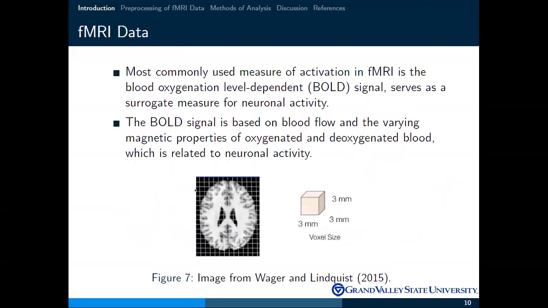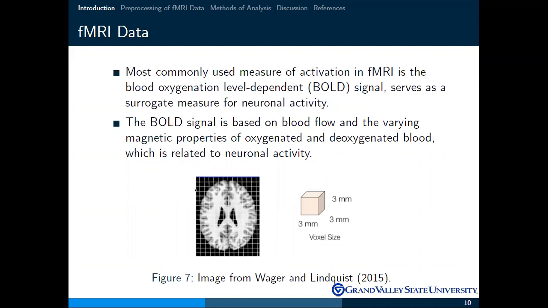This additional data, this additional dimension to the data of time, comes at a cost of lower spatial resolution. So the size of the voxels are larger than you would get for a structural MRI scan. So typically they're 27 cubic millimeters, or 3 by 3 by 3. Although again, with improving scanners, the spatial resolution of this is being improved as well.